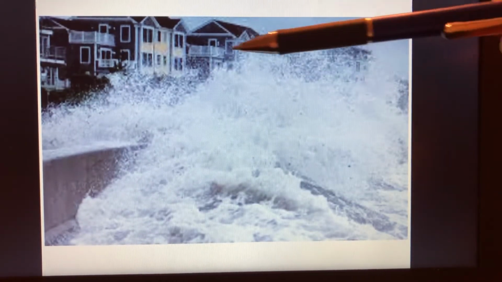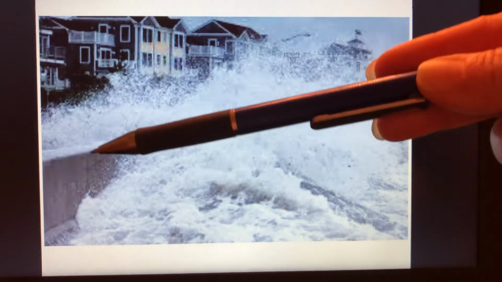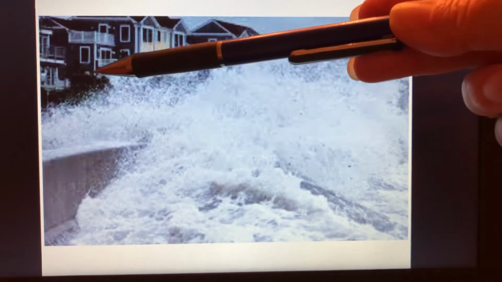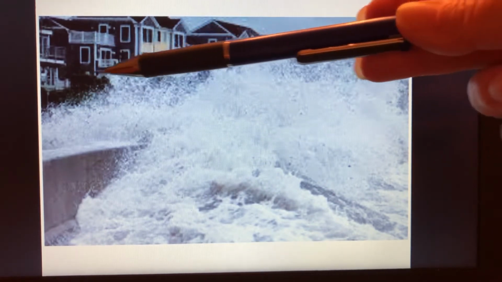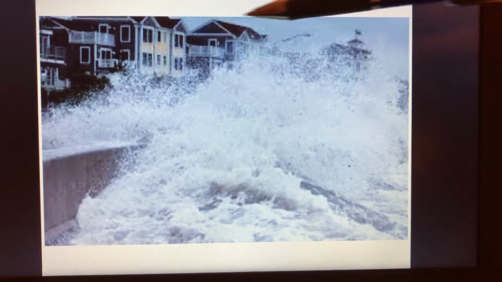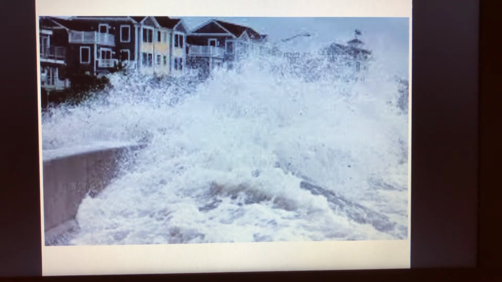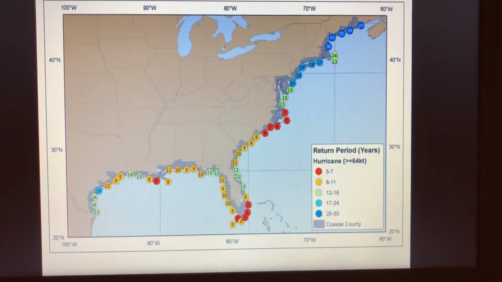So you can see this is what storm surge looks like when it's coming ashore. This is a seawall that's been built to hold it back. You can see that these houses are on stilts, much like tsunami houses would be. But this is the wind actually blowing that 14 to 15 foot surge inland.